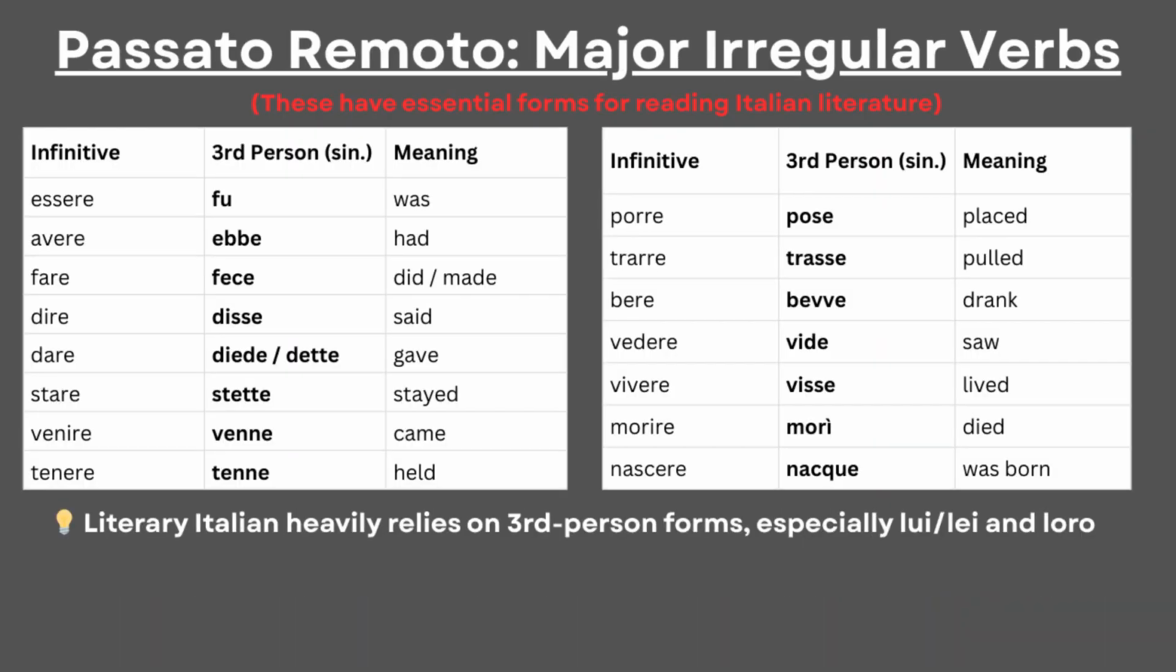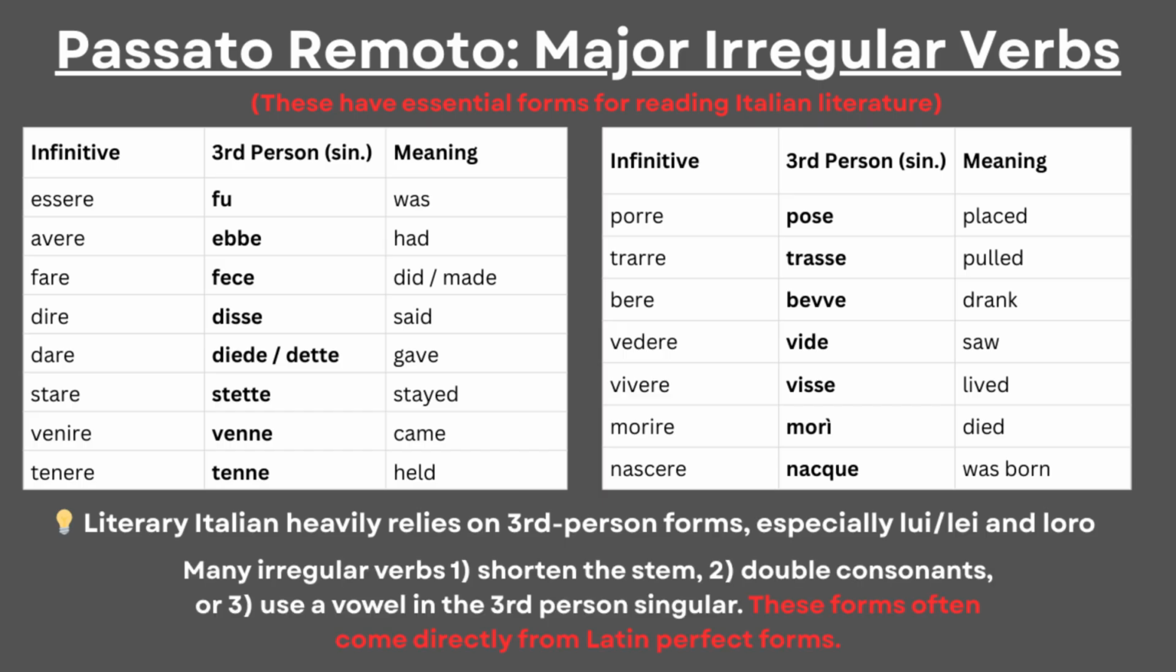However, this tense also has irregular verbs that have essential forms, which are fixed for reading Italian literature, meaning that literary Italian heavily relies on third-person forms, like the pronouns lui, lei, and loro. On the screen, you can see the most common verbs that have irregular conjugations in the passato remoto, and many irregular verbs shorten their stem, double their consonants, or add a vowel in the third-person singular form.